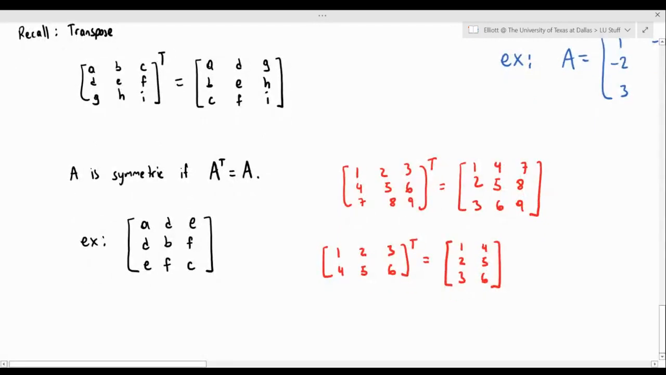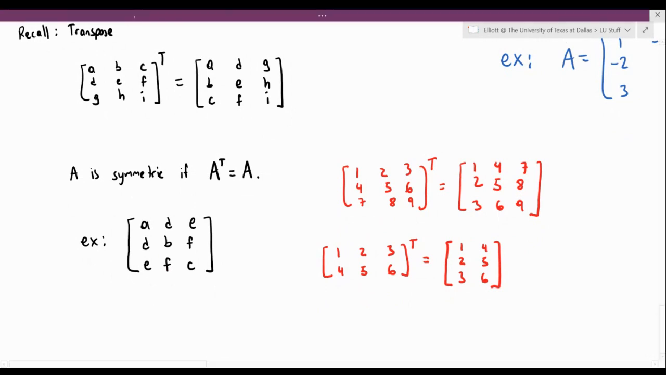And so for a matrix to be symmetric, it has to be equal to its own transpose. What that actually looks like is that your matrix needs to be the same across its diagonal. So something like this would be a symmetric matrix. Okay.